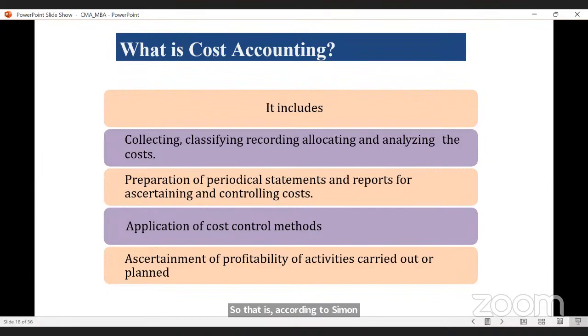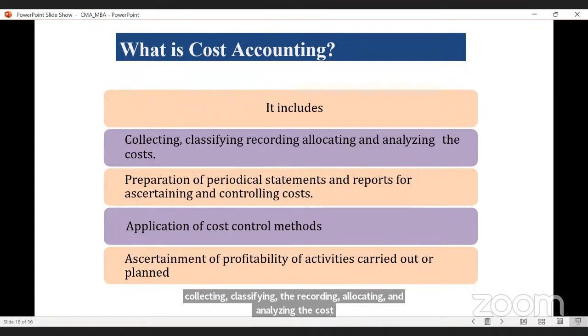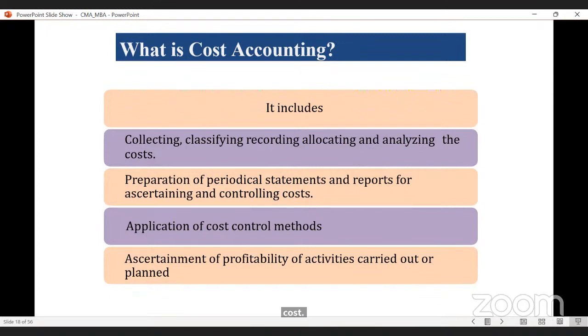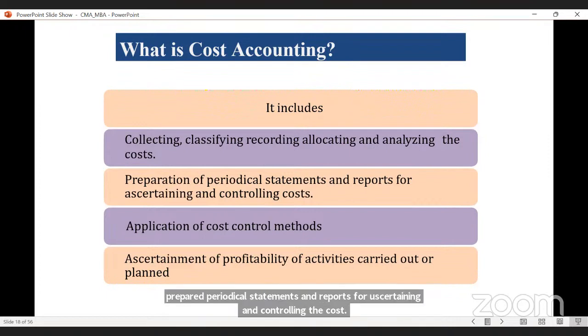Again, we can say cost accounting includes collecting, classifying, recording, allocating, and analyzing the cost. It will collect the information about the cost. It will classify the cost on the basis of similarity in nature. Again, it prepares periodical statements and reports for ascertaining and controlling the cost. So, preparation of periodical statements and reports for ascertaining and controlling the cost.